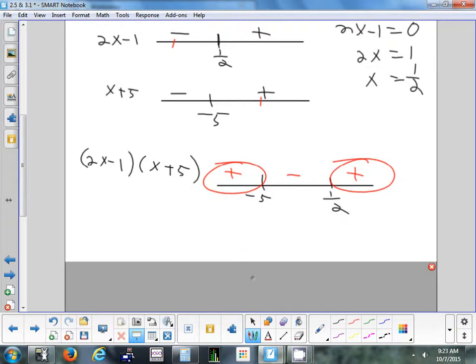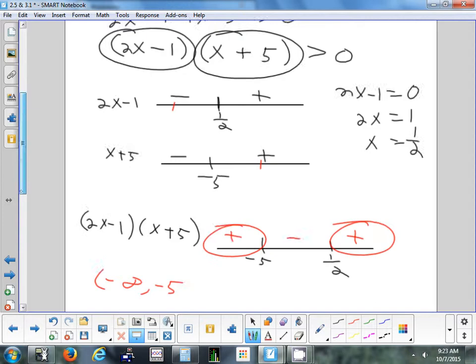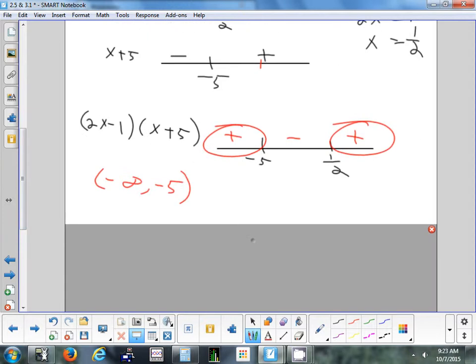Right? So the way we could write this as an interval, we could pick any number from negative 5 all the way down to negative infinity. Whether or not I include negative 5 depends if we had a bracket, an equal to or not an equal to. There's no equal to. So I'm just going to put a parenthesis. So any number from negative infinity up to negative 5. Or I can pick any number from 1/2 up to positive infinity.